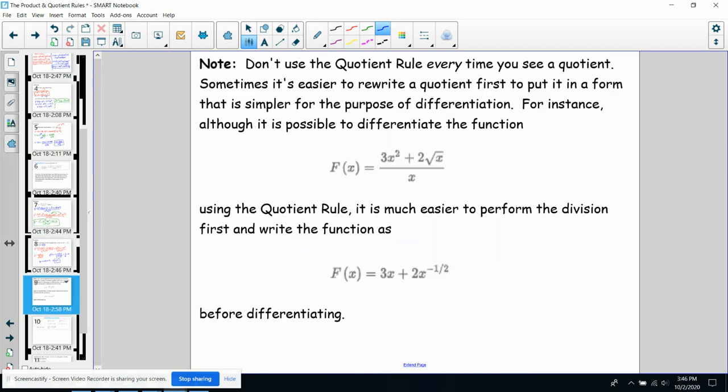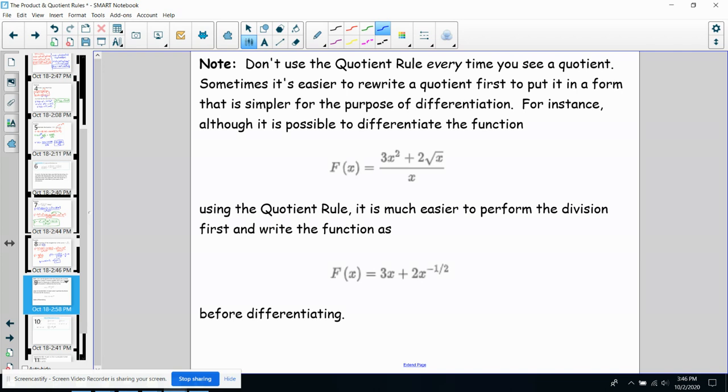Now here's a special note just to think about, is that you don't always have to use the quotient rule every single time you see a quotient. Sometimes it's easier to rewrite a quotient first to put it in a form that is simpler for the purpose of differentiation. So the example that we have here, we could use the quotient rule. Is it bad to use the quotient rule? No. The quotient rule is a little bit annoying sometimes because you have to make sure you have it in the right order and you have more math to do.